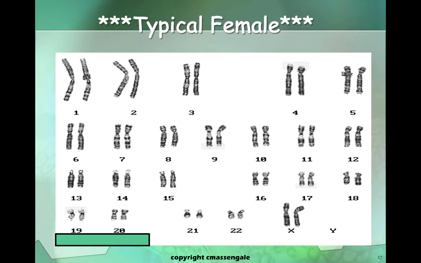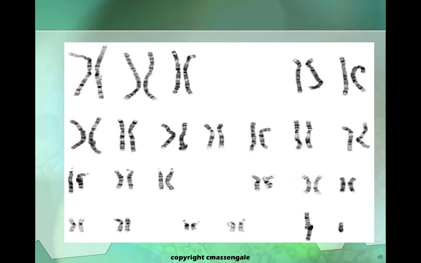So this right here would be a typical female's karyotype. We notice that all of these are in pairs. There's no triplets and there's no singles. And the last pairing is two same size chromosomes. So that lets us know that it's female. And the fact that there are no triplets or singles lets us know that it's a typical female karyotype with no disorders.